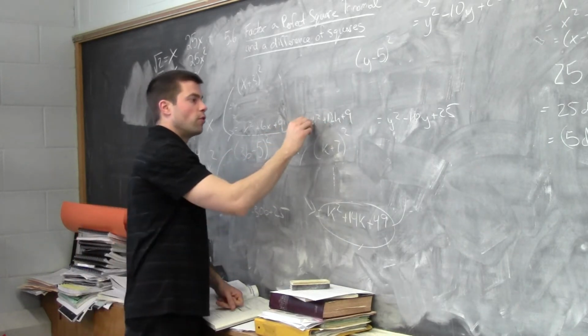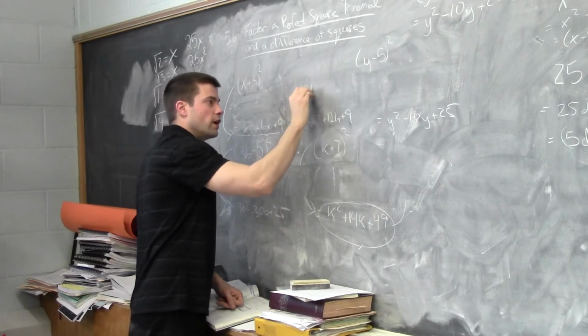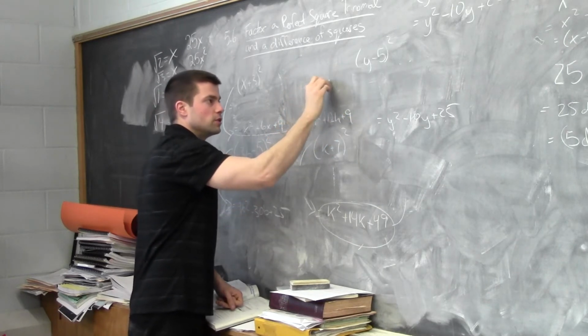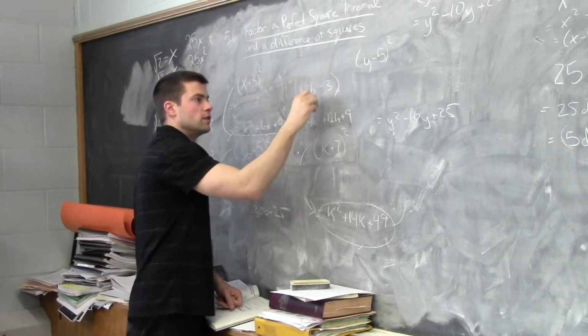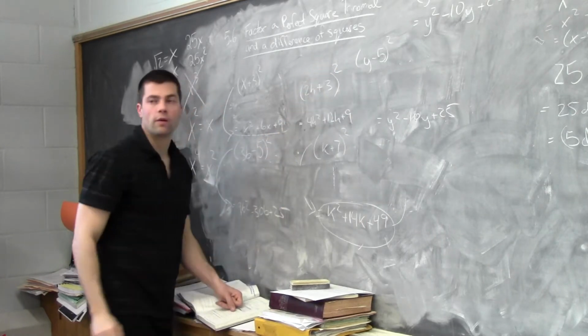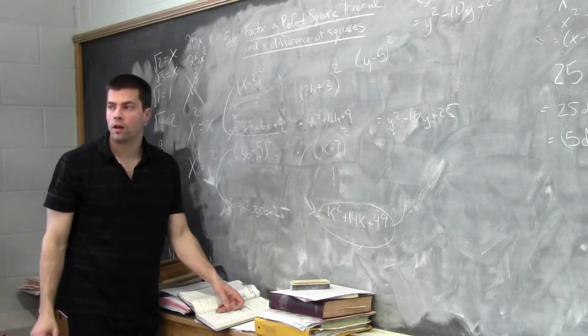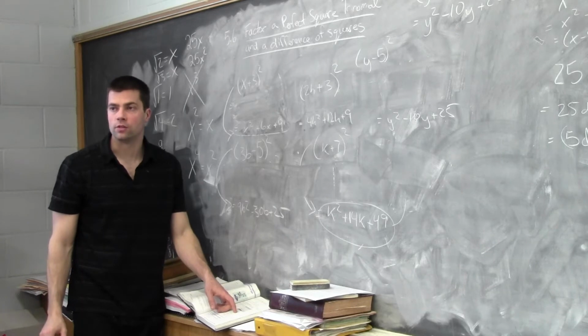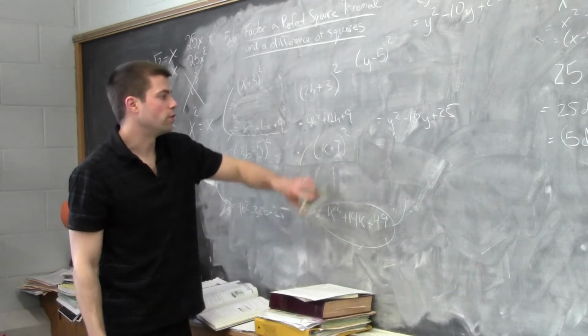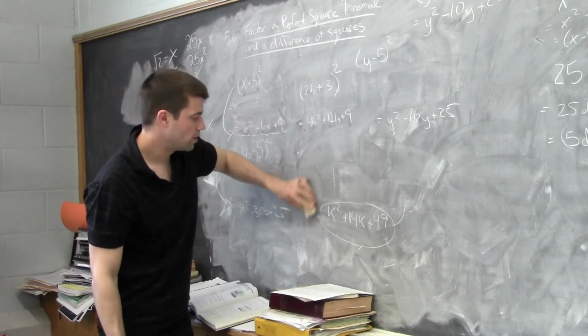If it's a perfect square trinomial, I'll take the square root of this, which is 2h. I take the square root of this, which is 3. And I use this sign, square. I'm done. Okay? That's all there is to it. Perfect square trinomial. We'll do a couple more here.